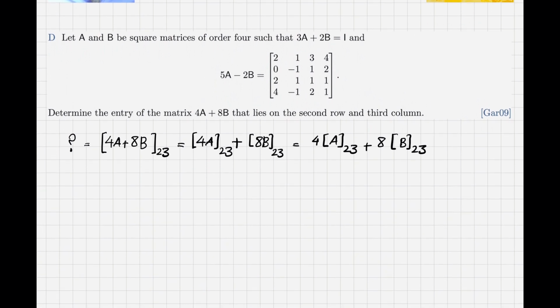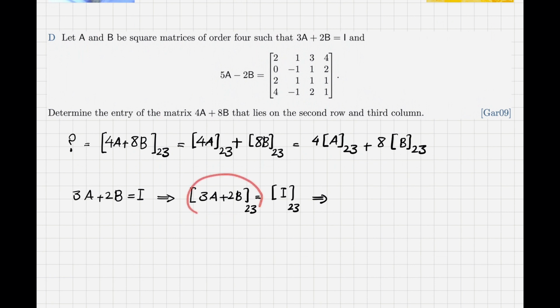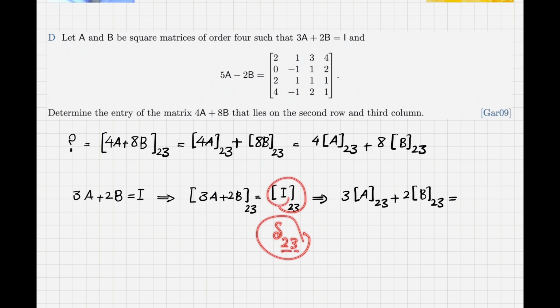Okay, so let me start from this assumption that I know that 3A plus 2B is equal to the identity matrix. If two matrices are equal, any entry of the matrix on the left hand side should be equal to the corresponding entry of the matrix on the right. So here I am interested in the entry on the second row and third column, so I consider this scenario. This can be expanded into this form: 3 times a sub 2,3 and then 2 times b sub 2,3. And then of course you remember this is the identity matrix, so entries are given by the Kronecker delta, so the entry 2,3 is delta 2,3, but because 2 and 3 are not equal, this Kronecker delta is 0. Of course it is very trivial, it's 0. So that's one equation that will help me to solve this problem.